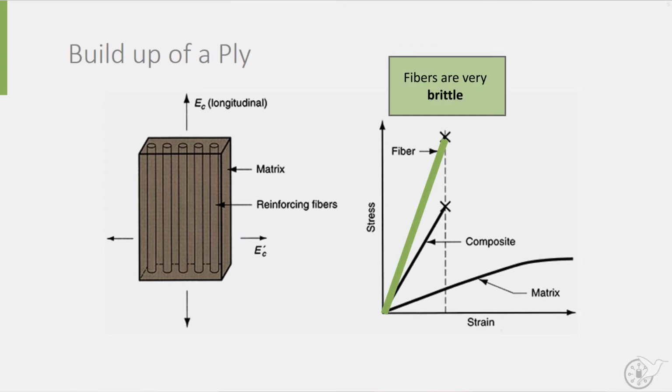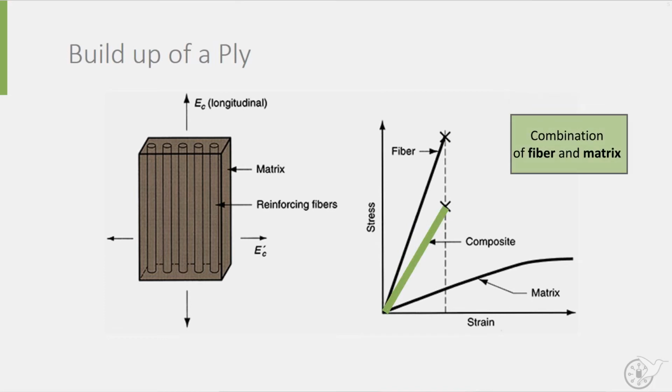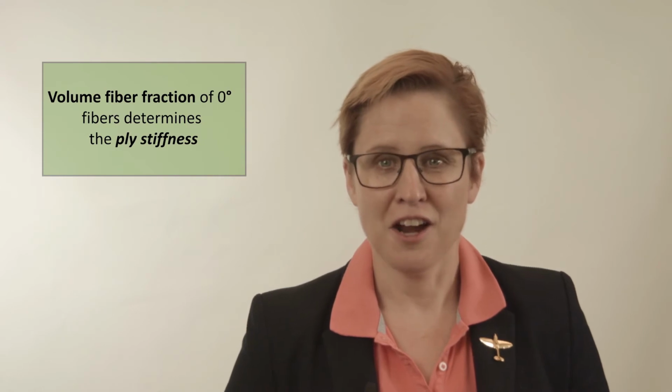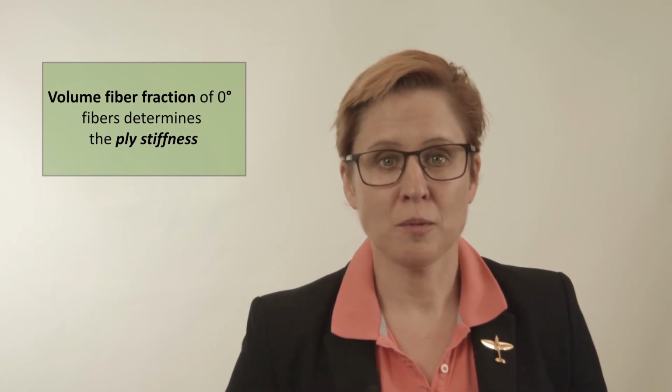The upper curve shows the behavior of the fibers on their own. As you can see, the fibers are very brittle. The middle curve is what you get if you combine the two into a ply. You can see that its characteristics are a function of the two. The volume fiber fraction of the 0-degree fibers determines the ply stiffness. The higher this fraction, the closer to the fiber behavior the curve will go, and vice versa.